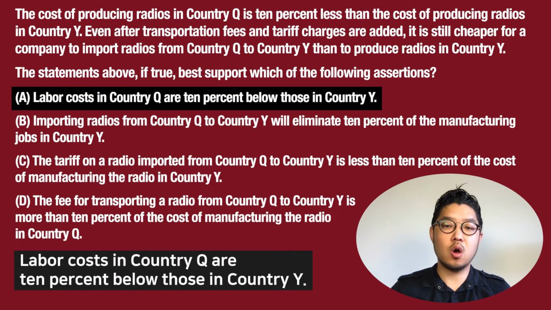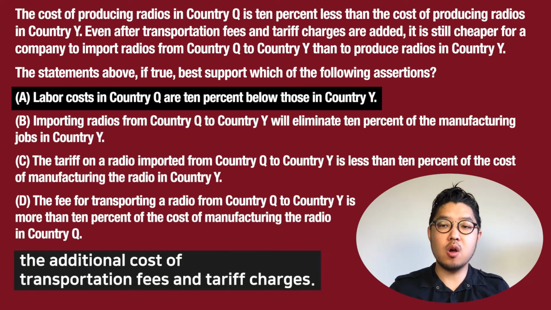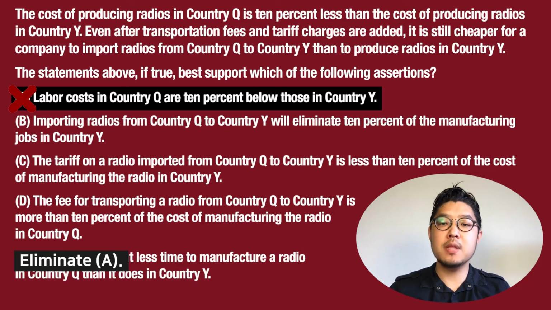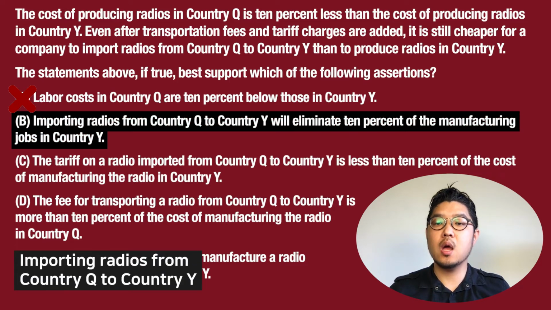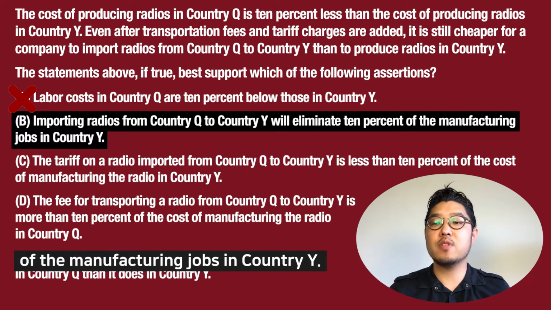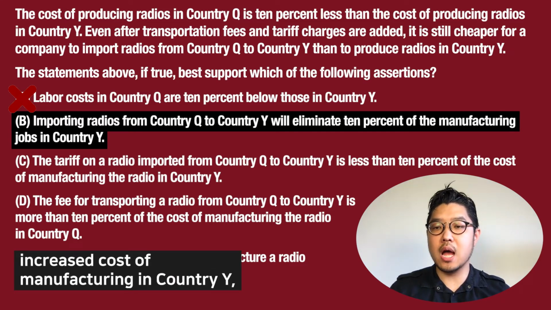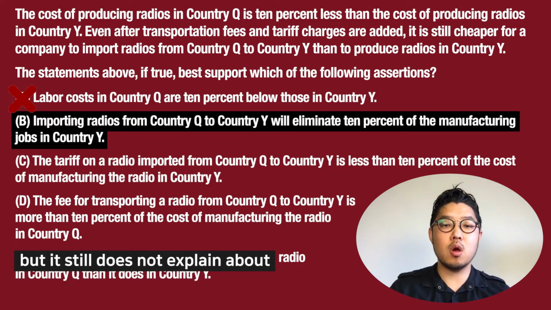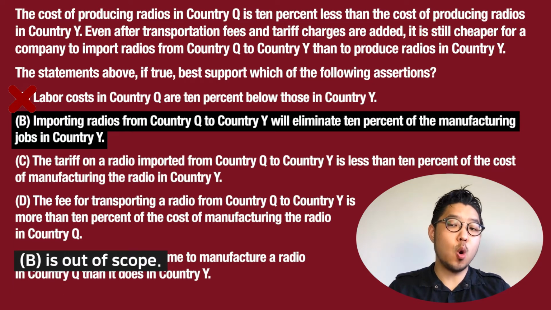A. Labor costs in country Q are 10% below those in country Y. Answer choice A does not explain the additional cost of transportation fees and tariff charges. It is out of scope. Eliminate A. B. Importing radios from country Q to country Y will eliminate 10% of the manufacturing jobs in country Y. B may give us a hint about increased cost of manufacturing in country Y, but it still does not explain the additional cost of transportation fees and tariff charges. B is out of scope.